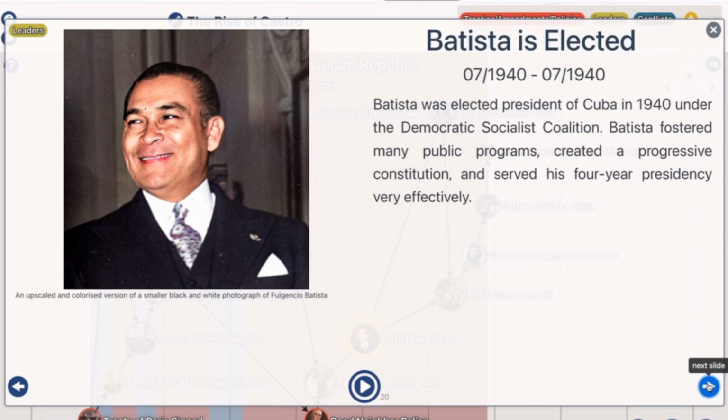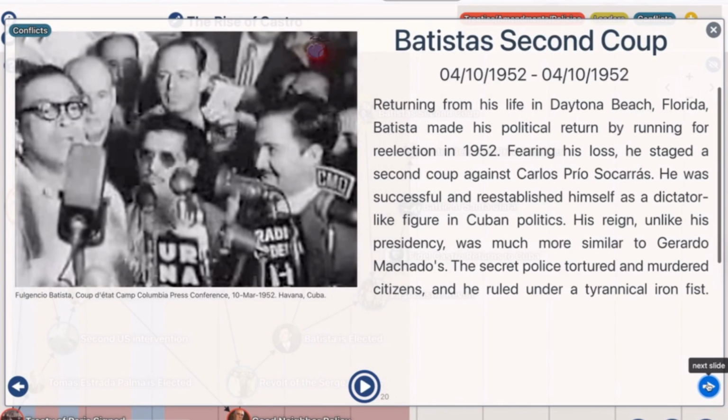Batista was elected president of Cuba in 1940 under the Democratic Socialist Coalition. Batista fostered many public programs, created a progressive constitution, and served his 4-year presidency very effectively. However, after making his return to politics in 1952, he understood that he was not going to win re-election. As a result, he staged a coup.